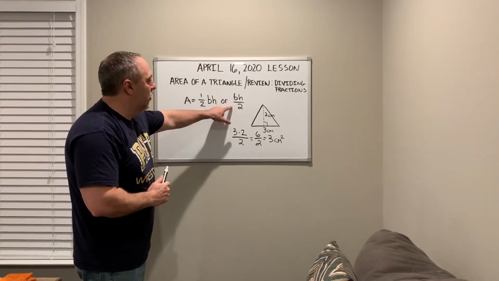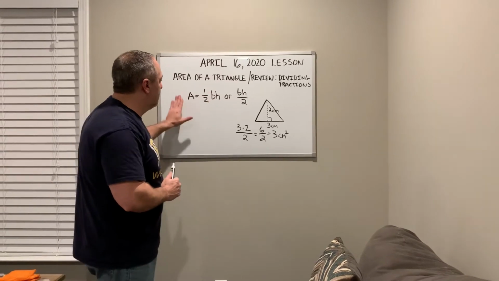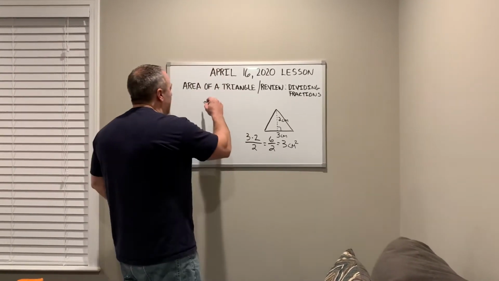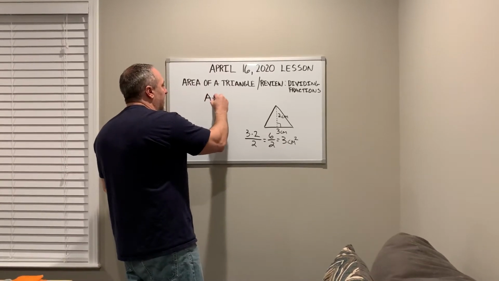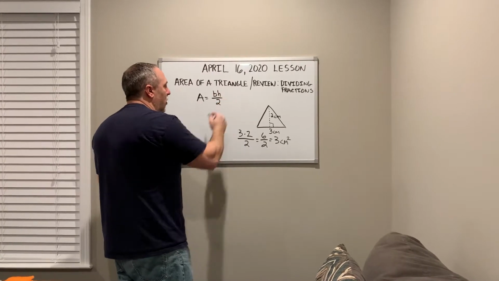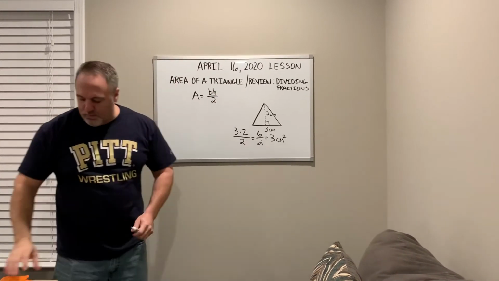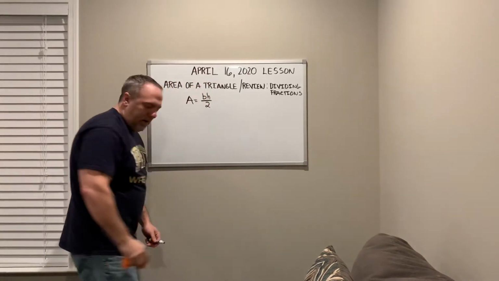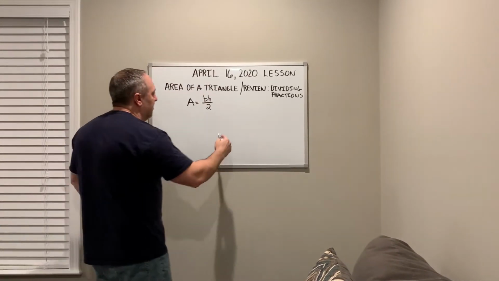I prefer this formula over this one, so let's just get rid of that one and make it look like this. Area equals base times height divided by 2. Okay? I'll do one more triangle. This shouldn't be that difficult. We'll see how it goes.